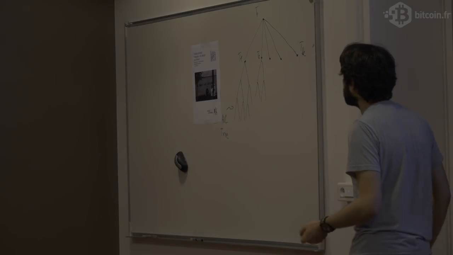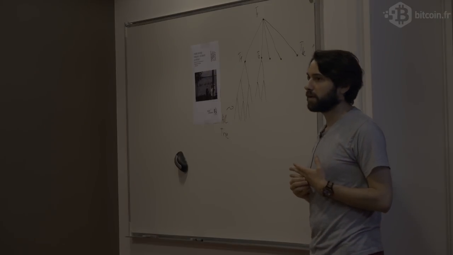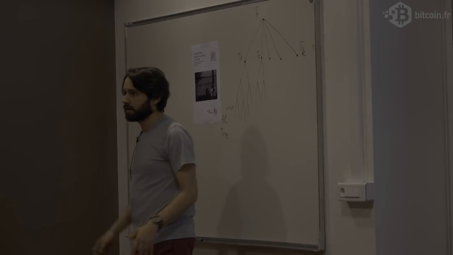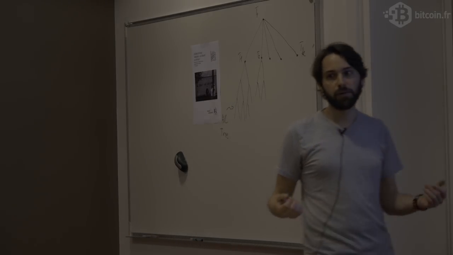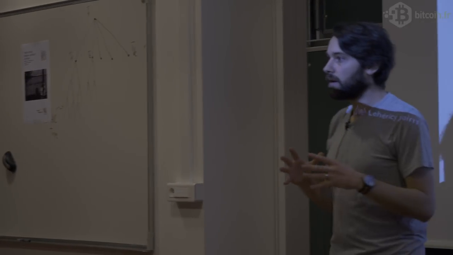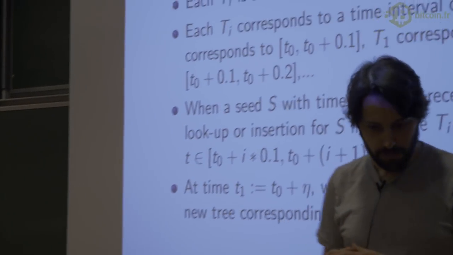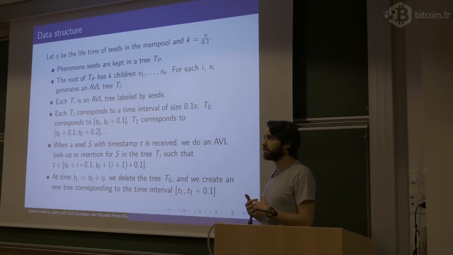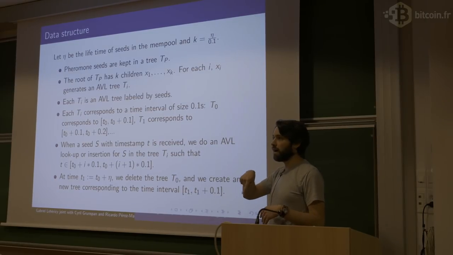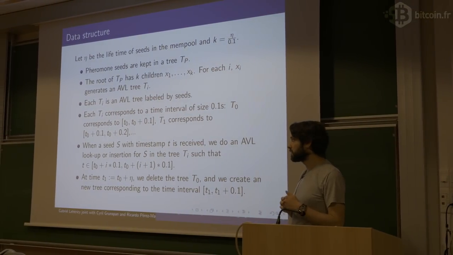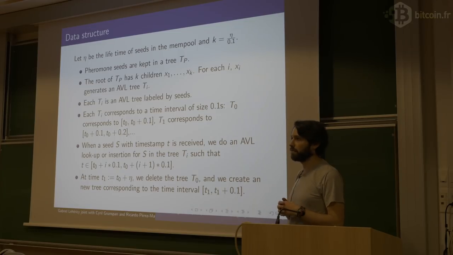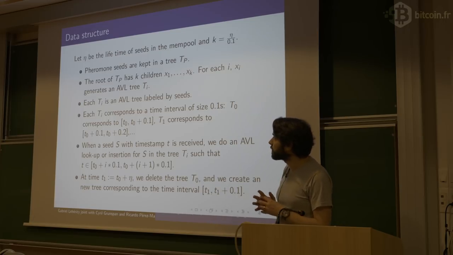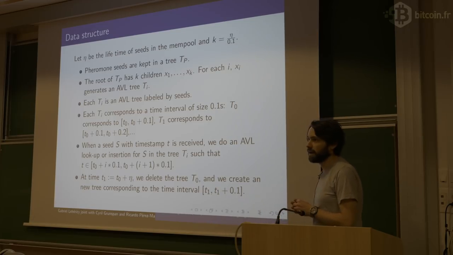And this is a rather effective way of dealing with deleting seeds, because you just have to delete this tree. If you just had one tree in which you put all the seeds without looking at how old they are, then if you want to delete the old ones, you need to search every node of the tree in order to know which ones are old, and so it takes more time. This is more efficient. So the important thing to remember now is that there are k-many trees.